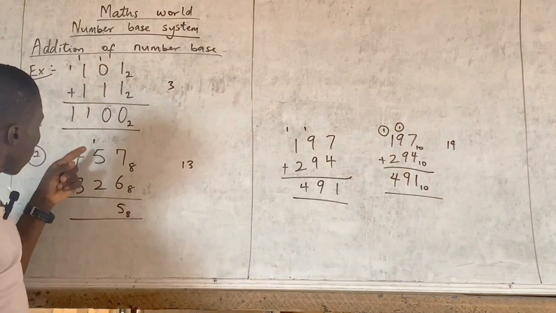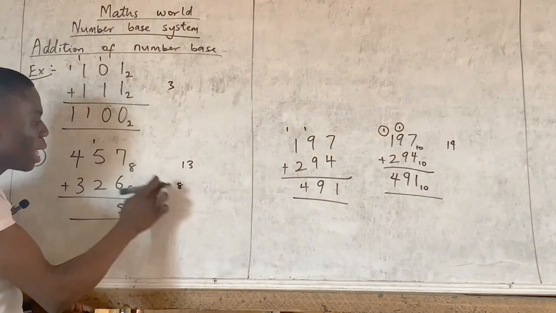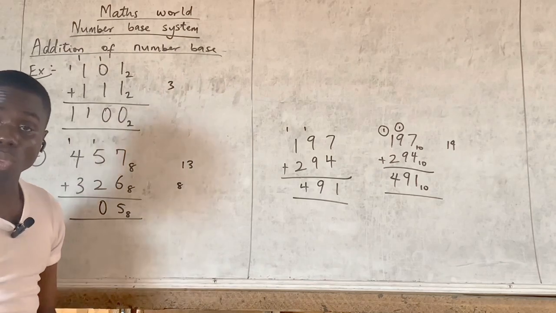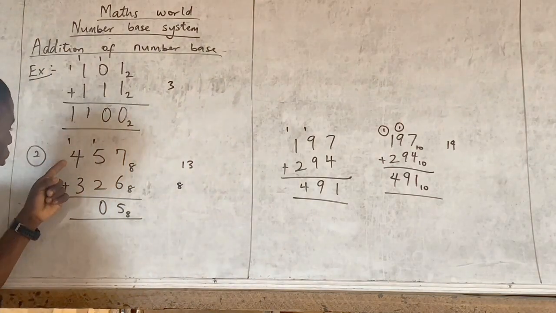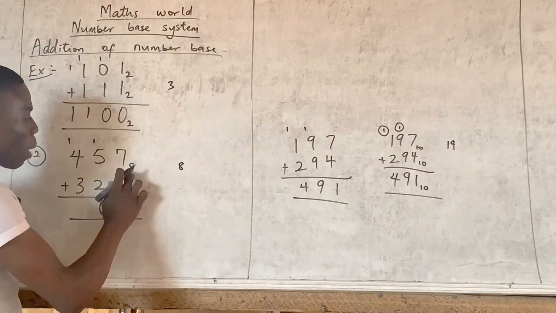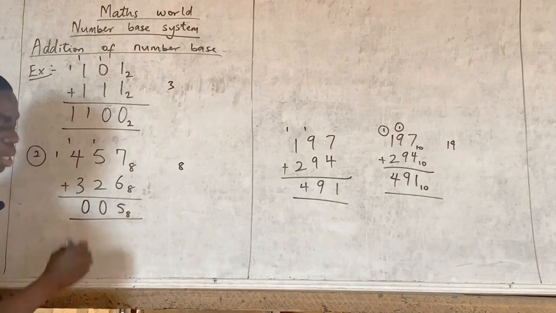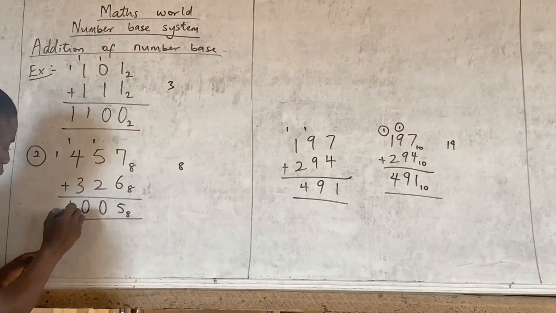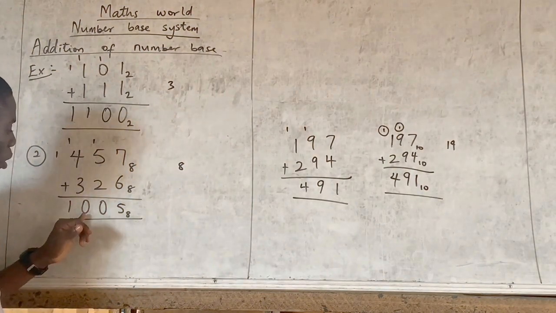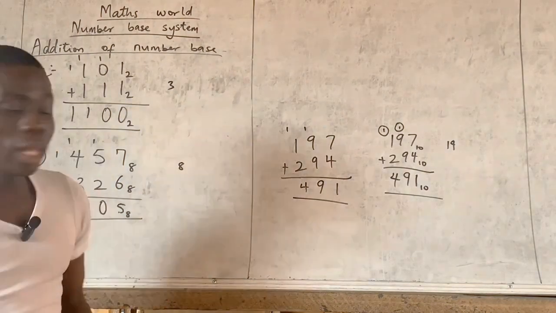Do you understand? 1 plus 5, 6 plus 2, 8. That gives us 8. How many 8 can we see in 8? 1. That 1, we are putting it here. Remainder 0, because it remains nothing. 1 plus 4 is 5. 5 plus 3 is still 8. How many 8 can we see in 8? It's still 1. The 1, I put it here. Remainder 0. It doesn't remain anything. This 1, you now drop it down. So your answer is 1005 base 8. That's how you add in number base.